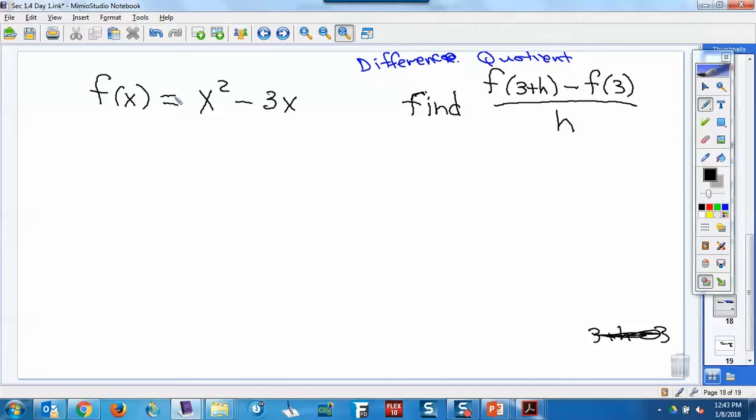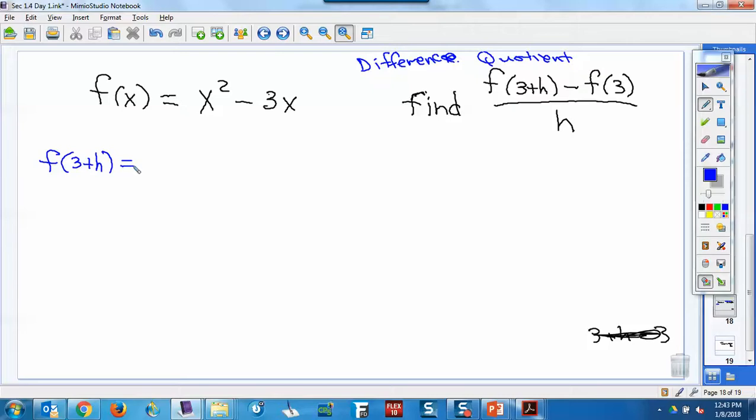But for our next quiz, I might give you something like this and just say, here's f of x, you find this. Well, that's nothing more than plugging in, right? So let's do it. Sometimes it's helpful to do this and this separately. So it might be helpful to just do f of 3 plus h. What's f of 3 plus h?